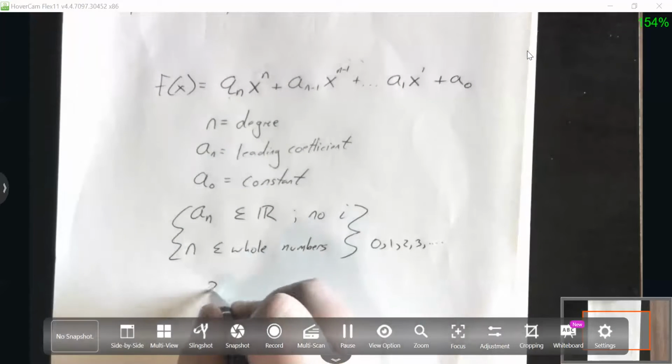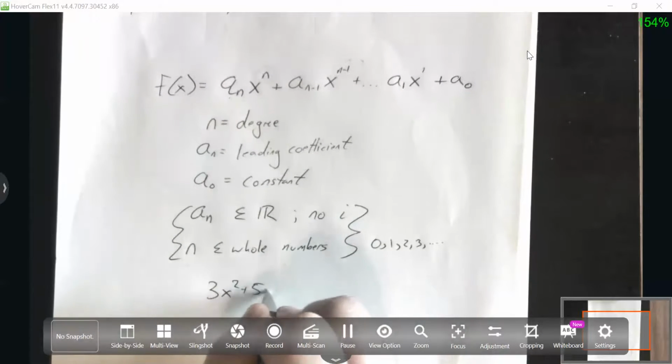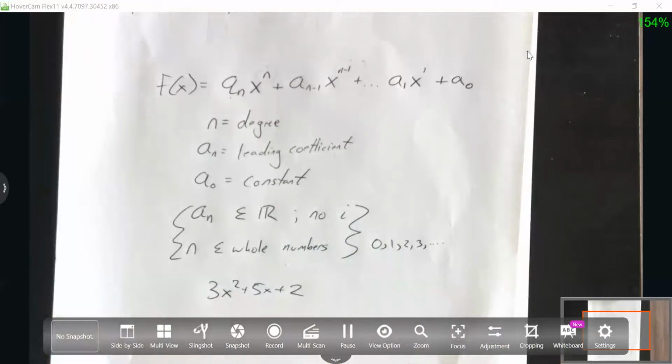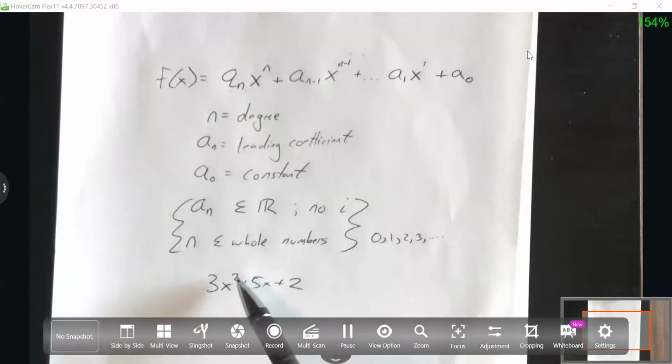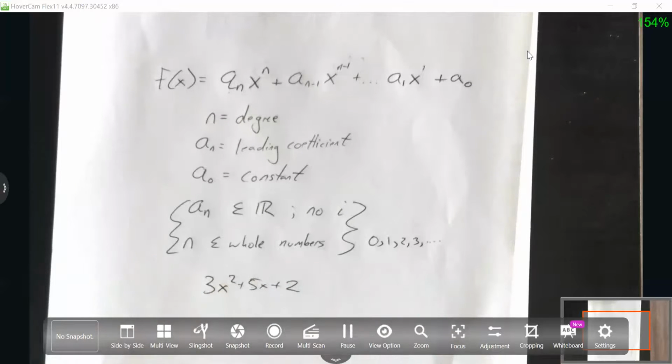So quick example, if we had 3x squared plus 5x plus 2, this would be a polynomial because the coefficients are all real numbers. They're not imaginary, they're not complex. And all the powers involved are whole numbers. We have a 2, a 1, and a 0. So that would fit, it meets our two main criteria.